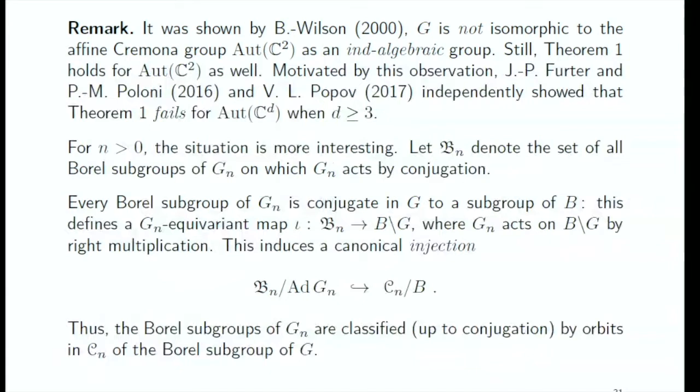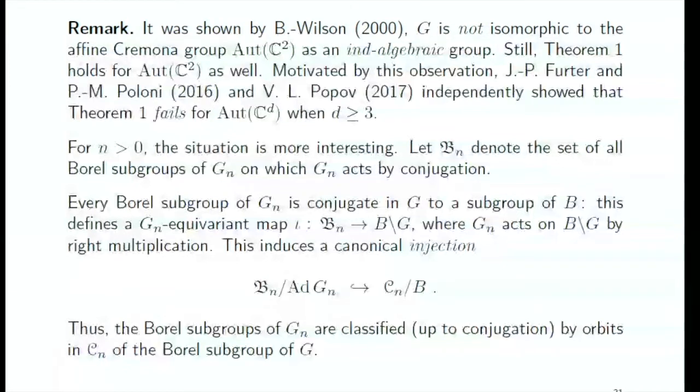And Gn acts on this, so I have written this as a right action by right multiplication. And it turns out, again, these are not difficult to prove, but this is a key fact, that if you consider the quotient of this set of Borel subgroups by the joint action of Gn, then the induced map is actually embedded. So on this side, we take Cn, this algebraic variety on which G acts, and restrict the action to B, and consider B orbits. So what this observation says is that Borel subgroups of Gn are classified up to conjugacy by some orbits of B on Cn.